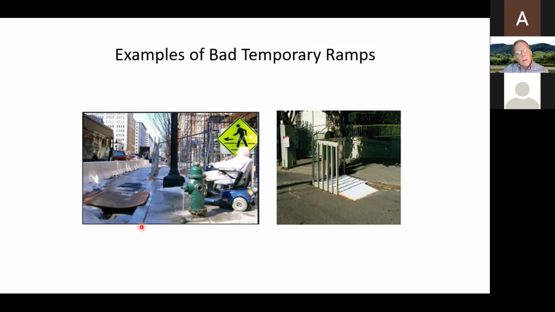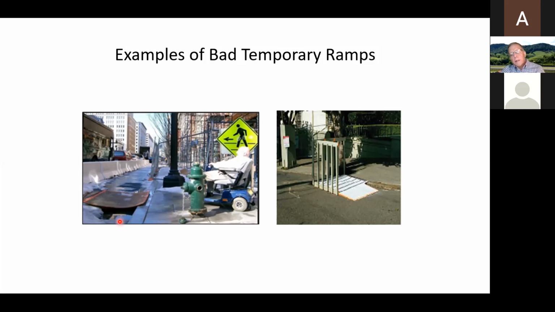How about the one on the left? Look at this ramp. An able-bodied pedestrian like me, I don't think I'd want to step on that ramp. Notice how it's warped. Terrible transition here. Probably no wheeled device can really get on that ramp.